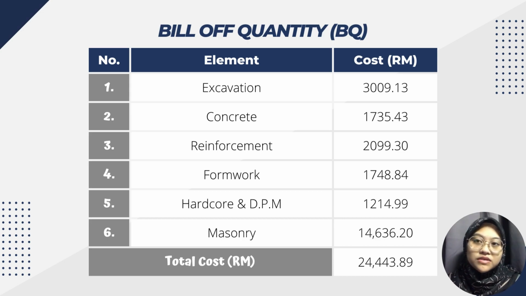But before that, my name is Nur Izzati Nabila binti Roslan, matric number DF210047. For the BQ, the work that we have done is excavation, concrete, reinforcement, formwork, hardcore, and also the masonry works. And the total cost for our project for these works is 24,443 ringgit and 89 cents.